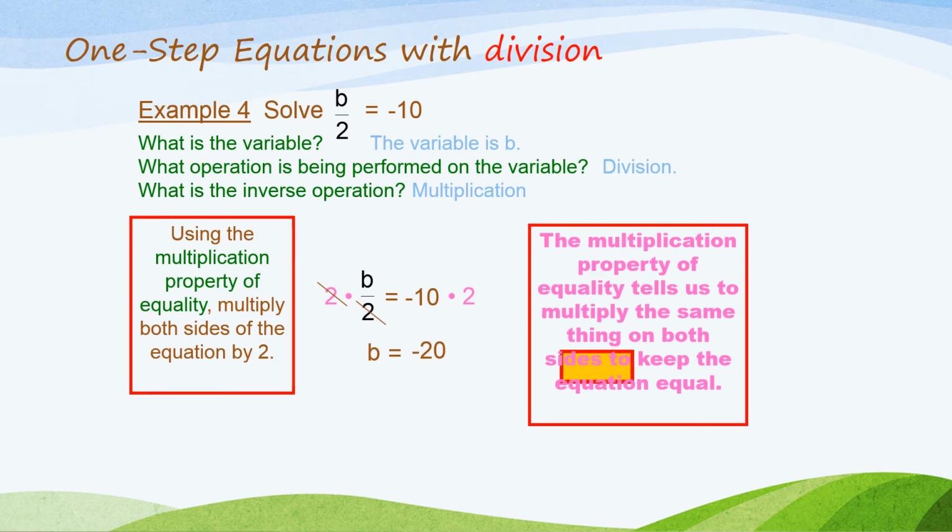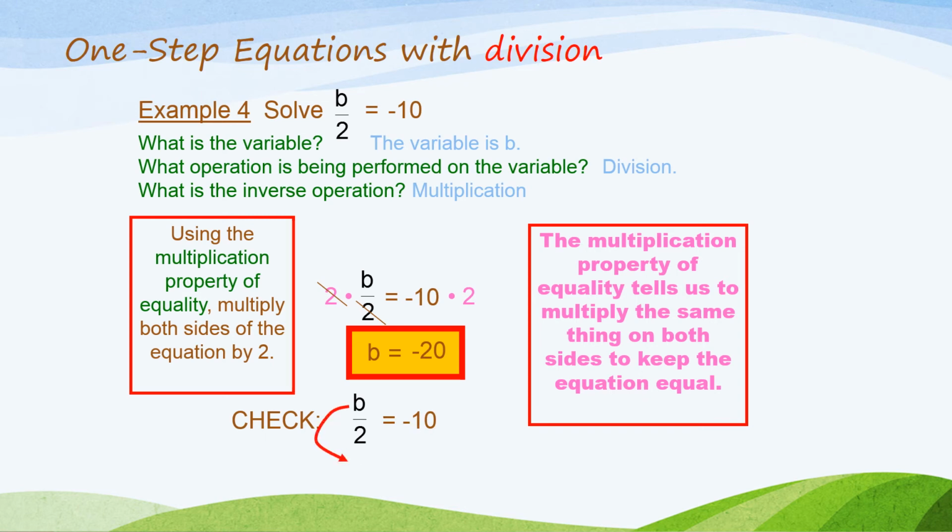So I think this is my answer, so I'm going to check just to make sure I have my original equation. I'm going to plug in my negative 20 for b. Negative 20 divided by 2 equals negative 10. And I see that that matches my original equation, so that is correct.